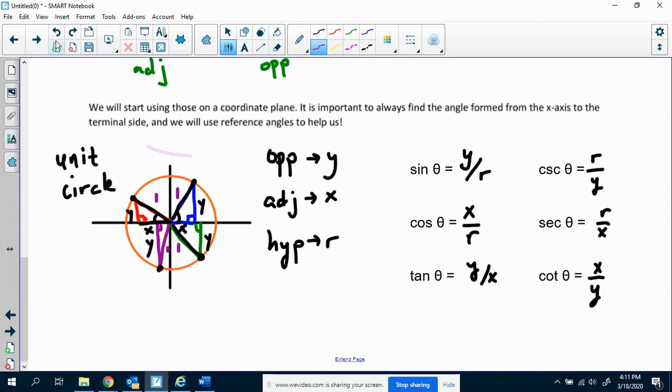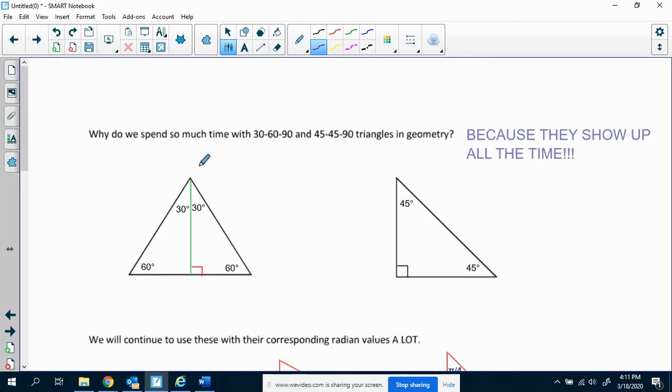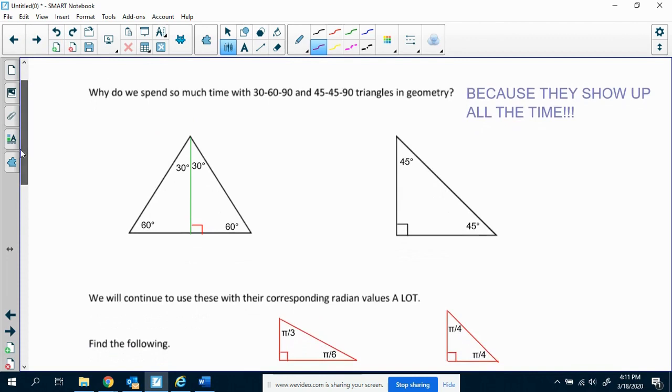It can be a little bit easier than that. Why do we spend so much time with 30, 60, 90, and 45, 45, 90 triangles in geometry? Because they show up all the time in many different math classes, including this one. So if we take an equilateral triangle and we split it down the middle with an altitude. Now, in an equilateral triangle, if you draw an altitude, it's also an angle bisector, a perpendicular bisector, and a median. So it does a lot of different things.